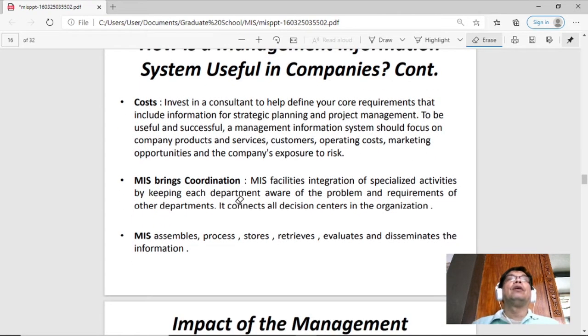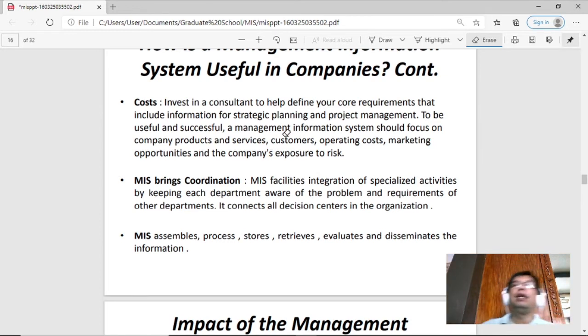So, continuation, cost. Invest in a consultant to help define your core requirements that include information for strategic planning and project management. To be useful and successful, a management information system should focus on company products, services, customers, operating costs, marketing opportunities, and company exposure to risk. Again, maybe we can minimize costs because of the information that can be provided by the MIS.